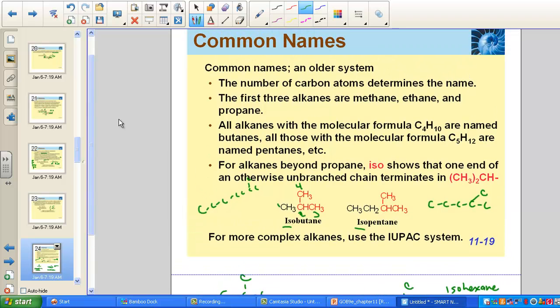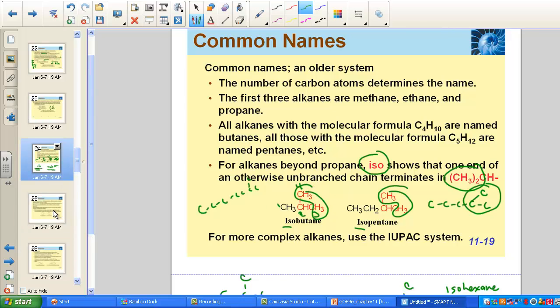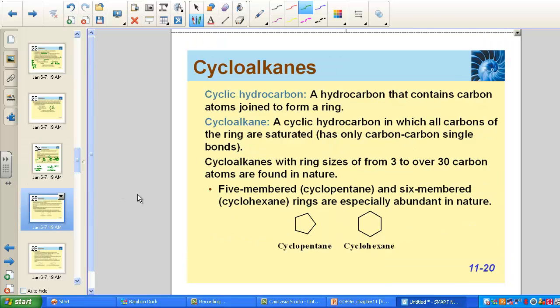So these common names, one of the examples you hear quite often for a common name is this term iso. It shows that at one end, an otherwise unbranched chain terminates in a branch. The CH3 taken twice is the term iso. CH3 taken twice on the very terminal carbon. That's the term iso. Not IUPAC, but common.